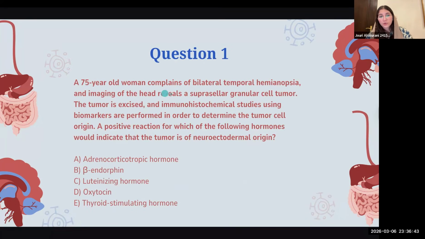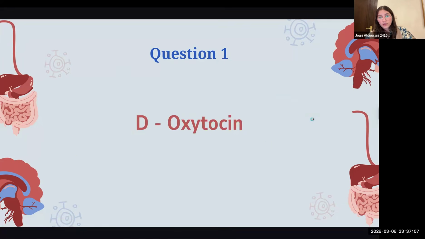A 75-year-old woman complains of bilateral temporal headaches. Long case, just look at the end. A positive reaction of which of the following hormones would indicate that the tumor is of neuroectodermal origin? D. Correct. Oxytocin. Oxytocin is of neuroectodermal origin.